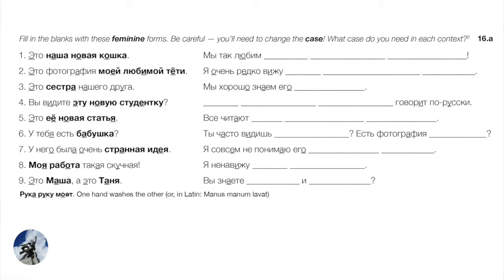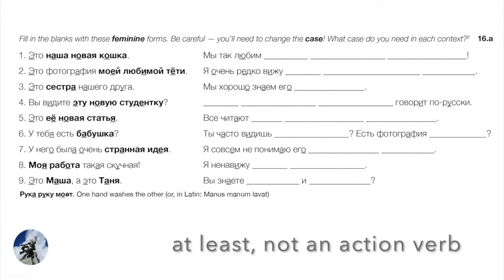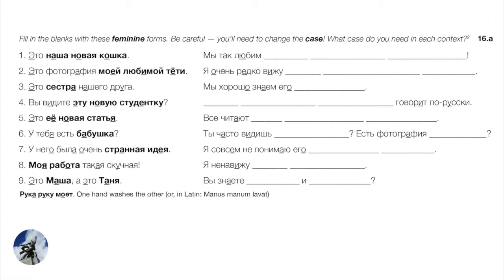Number six, у тебя есть бабушка? Do you have a grandmother? Okay. Ты часто видишь blank. Do you often see your grandmother? We need the accusative. Ты часто видишь бабушку? Бабушку, accusative. Okay, now a second question. Есть фотография blank? Is there a photograph? Okay, the only thing that would make sense there is a genitive, right? We don't even have a verb here, so we can't have a direct object. Okay, would the genitive make sense? Is this a photograph of grandmother, meaning of your grandmother? Yeah, that makes sense. So let's use the genitive. What would that be? Есть фотография бабушки, бабушки.